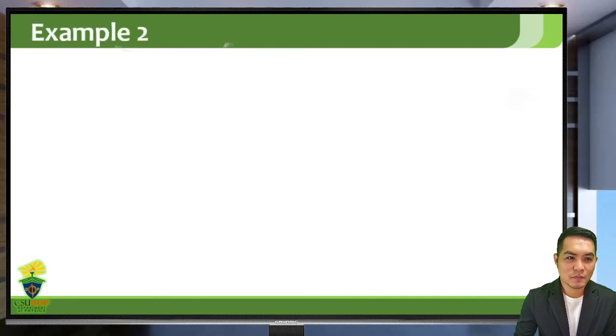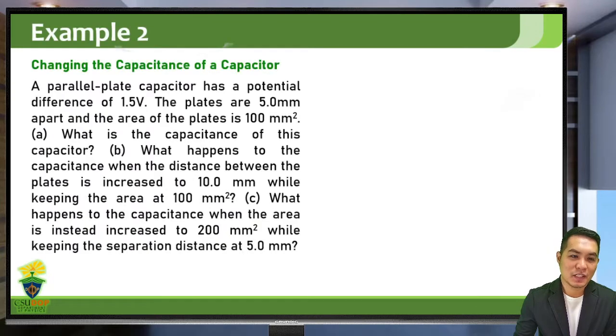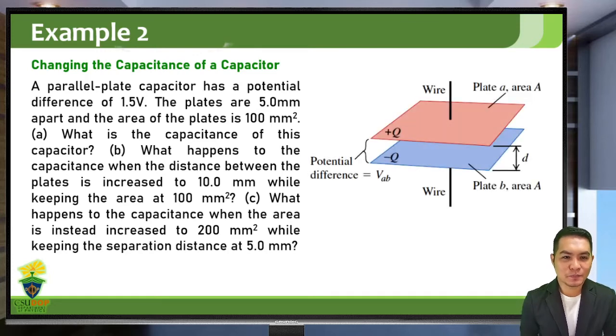Okay. So another example. What happens when you change the shape of your parallel plate capacitor? So you have a parallel plate capacitor. It has a potential difference of 1.5 volts. So this is a charged capacitor. And the plates are 5 millimeters apart. And the area of the plates is 100 millimeters squared. So what is the capacitance of this capacitor?